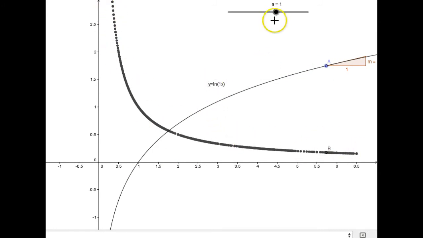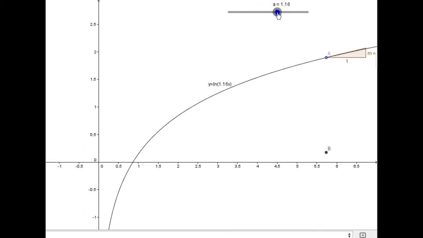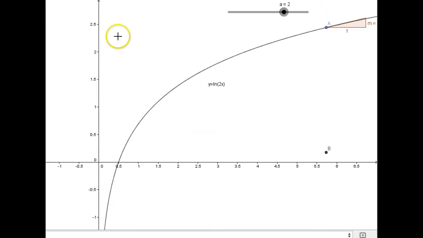Now, let's see what happens if I change this a value from, say, 1 to 2. Okay, so I'll just shift this. Now you can see that as I increase my a value, my function is moving up. That is, it's being translated vertically. So it's moving up. But you'll notice that the gradients aren't changing.